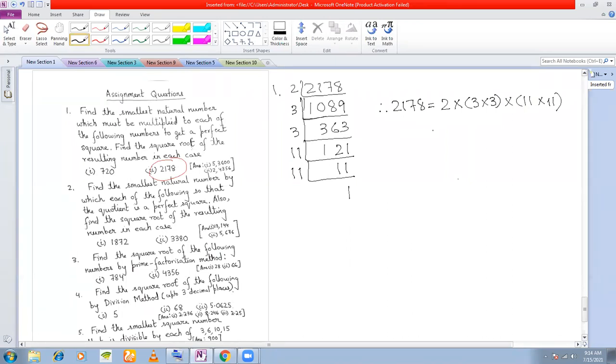Now the point here is that obviously 2178 is not a perfect square because 2 is unpaired, but they have not asked whether it is a perfect square or not. They have only told you to make it a perfect square. That means obviously it is not a perfect square. That is why they are asking you to make it a perfect square. So how do you make it a perfect square? You pair this 2. How do you pair this 2? You multiply both sides by 2.